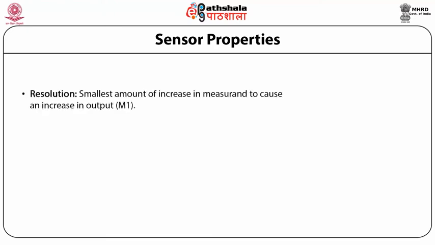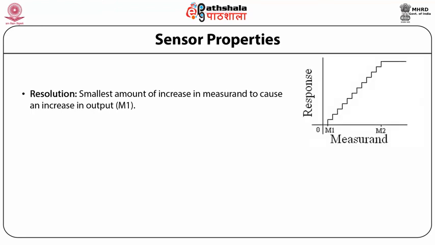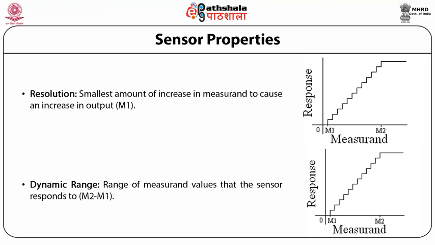Resolution is a very important parameter, which is nothing but the smallest amount of increase in the measurand to cause an increase in the output, that is here it is M1. This shows the response versus the measurand graph. Next one is the dynamic range. It is the range of the measurand values that the sensor responds to, that is M2 to M1.